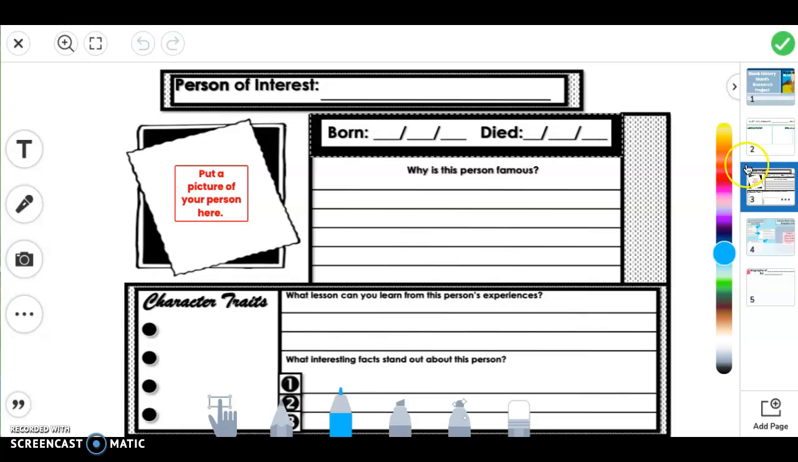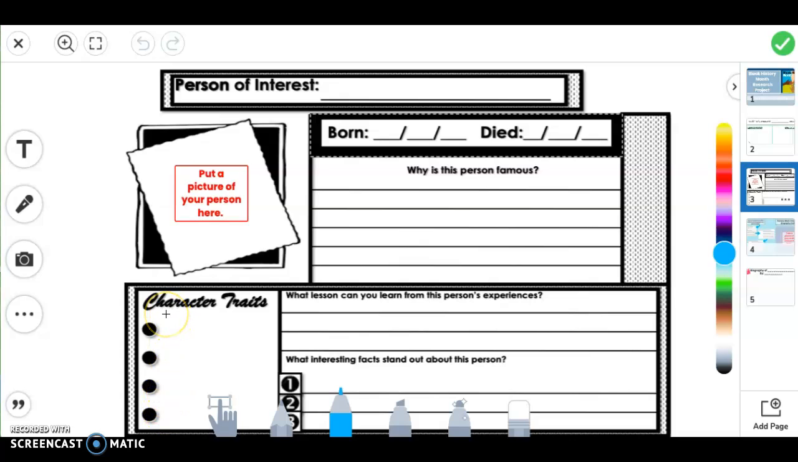On slide 3, you are going to fill in this graphic organizer to find information about the person that you choose. At the top, you will write the name of the person, the date they were born, and the day they died, if they have died. Why is this person famous? What lessons can you learn from this person's experiences? What have they done that you can learn from? And then 3 interesting facts that stand out about this person. And then your character traits.